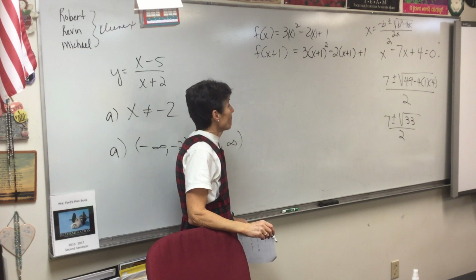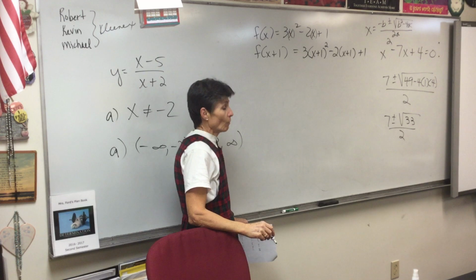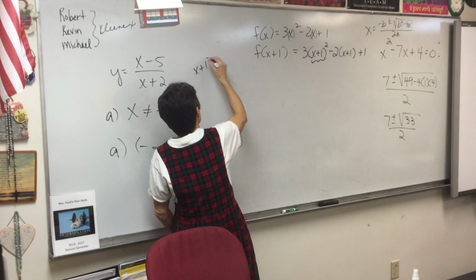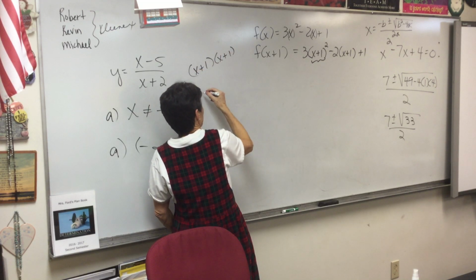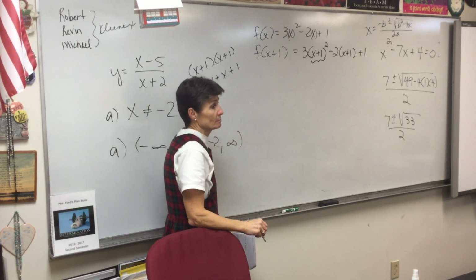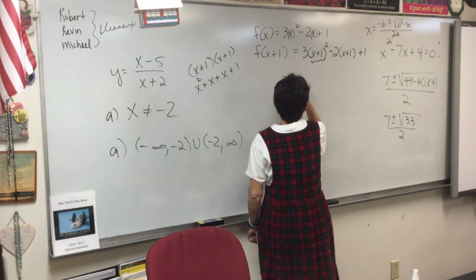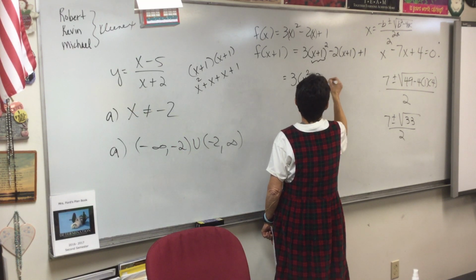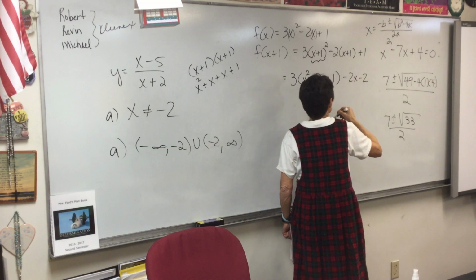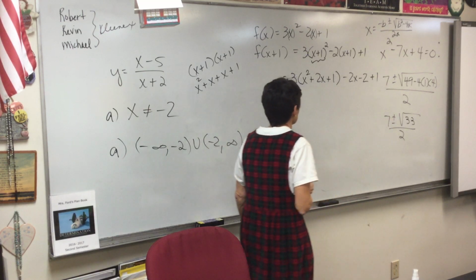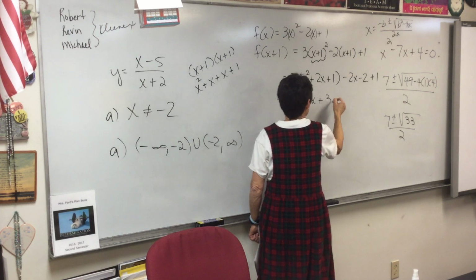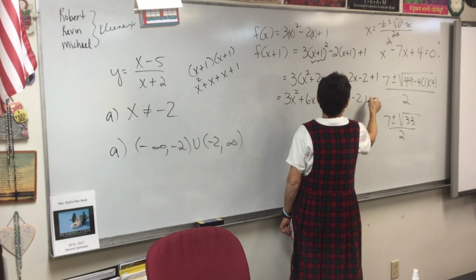Now what? Factor out x plus 1. Yeah, FOIL it out. We're going to FOIL out. This right here has to be FOILed. So x plus 1, x plus 1, we're going to FOIL that. So we get x squared plus x plus x plus 1. So we have 3 times x squared plus 2x plus 1, minus 2x minus 2, plus 1. 3x squared plus 6x plus 3 minus 2x minus 2 plus 1.